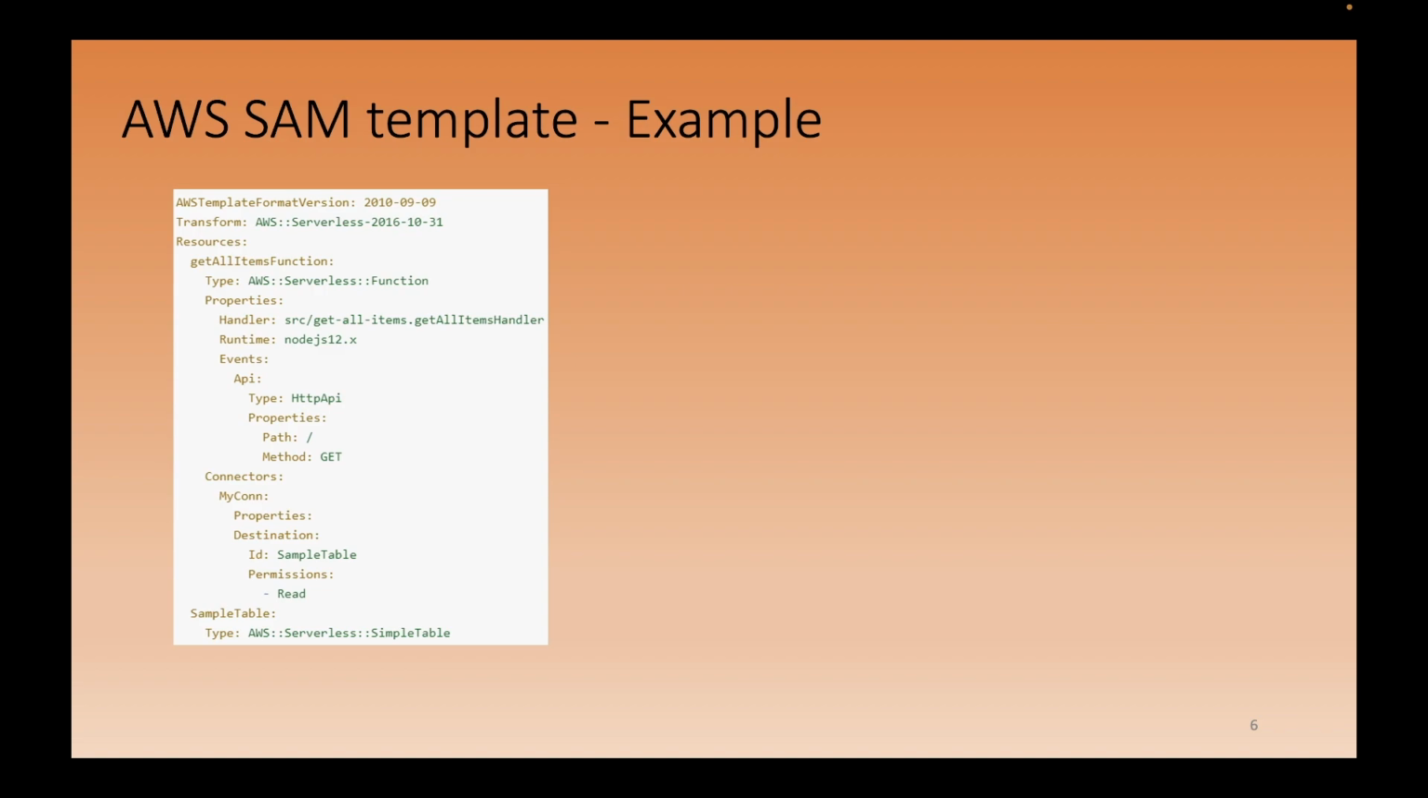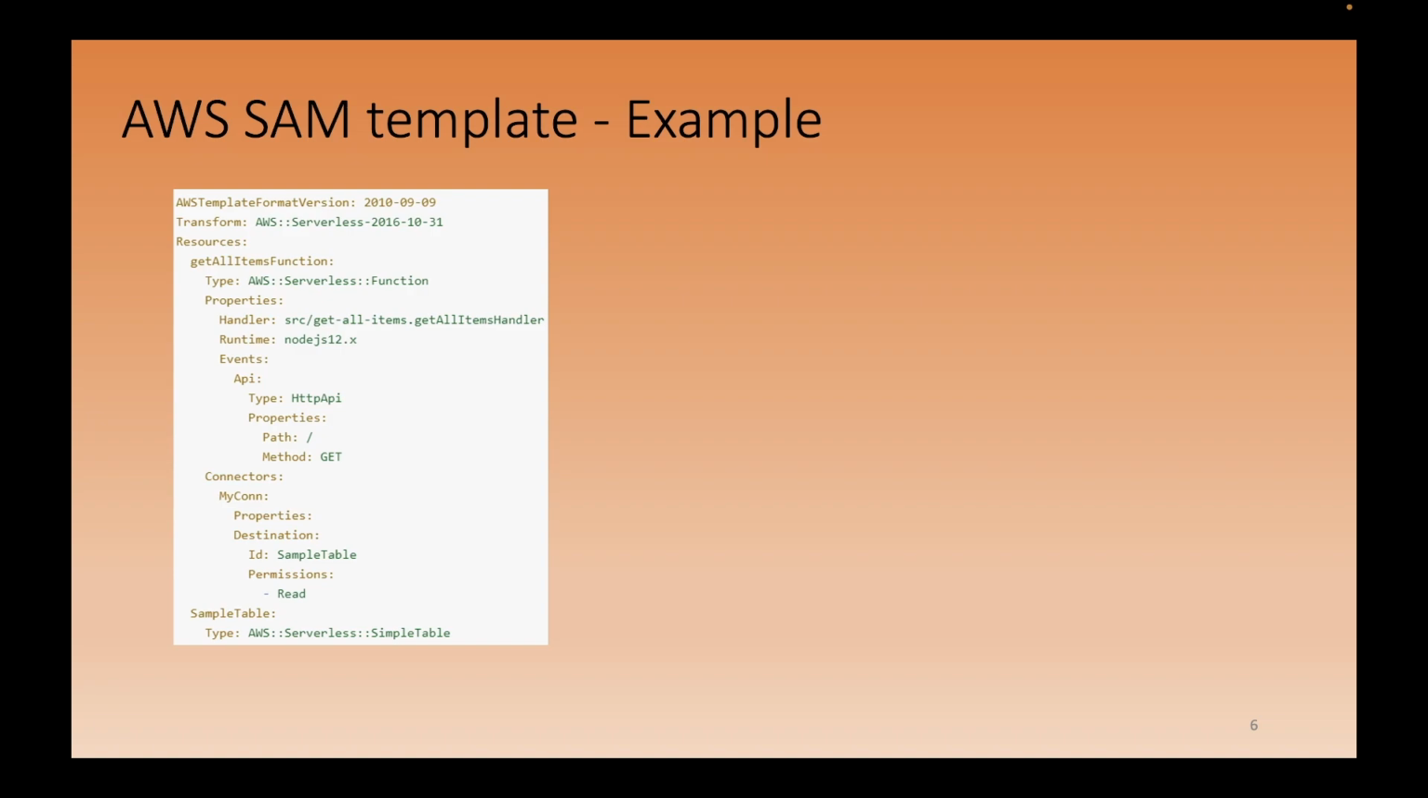Here we are creating a Lambda function. The type AWS::Serverless::Function means basically a Lambda function. Under properties, we are defining the properties. Under handler, we define the code. Under runtime, we define the runtime environment for the code. Under events, we define the events that will trigger the Lambda function. In this case, we are creating an API of type HTTP API with path slash and method of get.